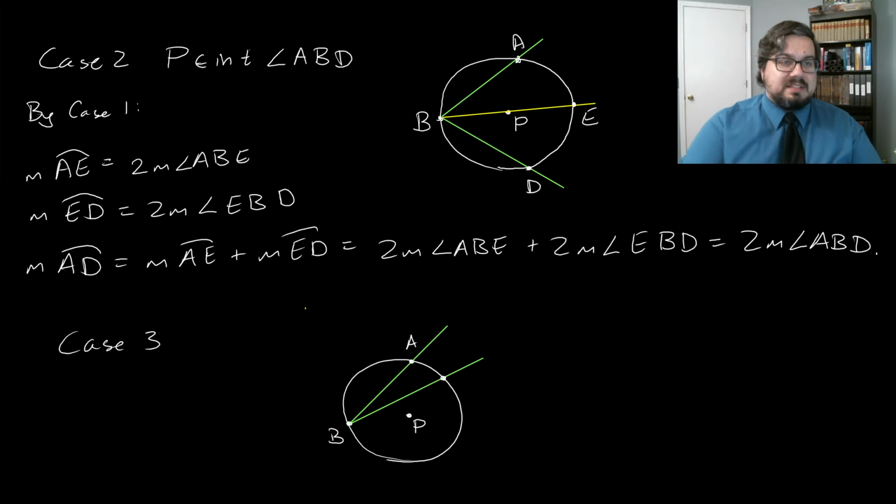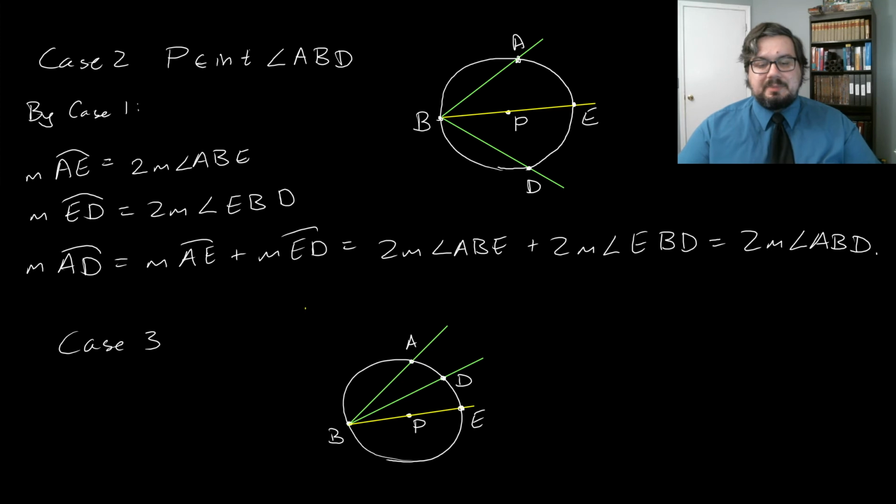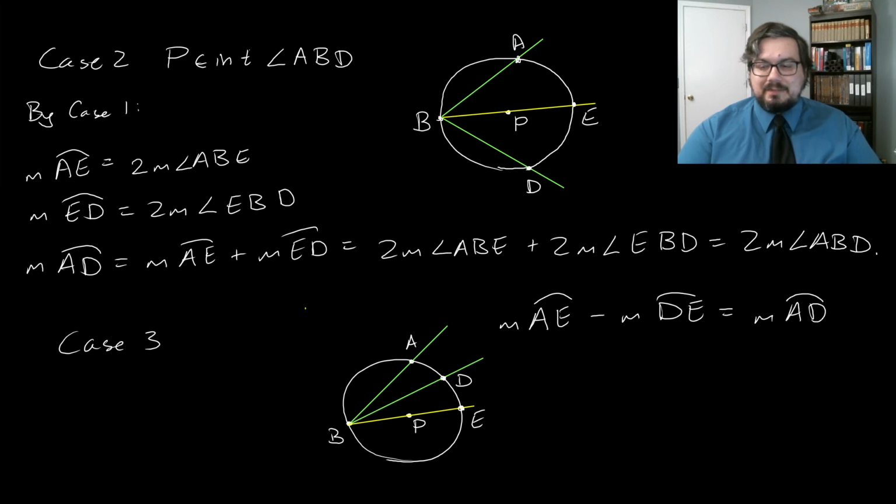And this goes similarly. You construct this line again from B to P to E, only now you're going to use subtraction. You can apply case 1 to the arc AE, apply case 1 to the arc DE, and that'll give you the measure of the arc AD. And so a similar arithmetic manipulation gives you the equality that you want there.